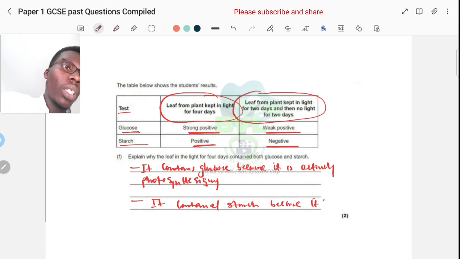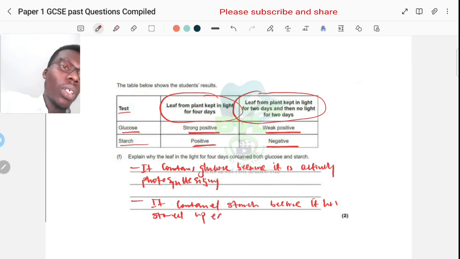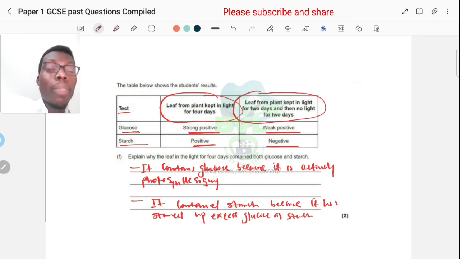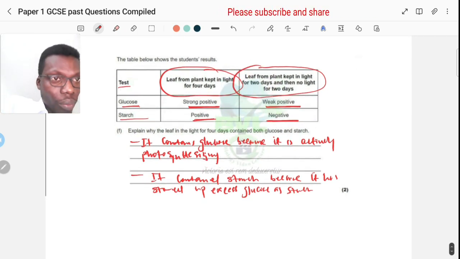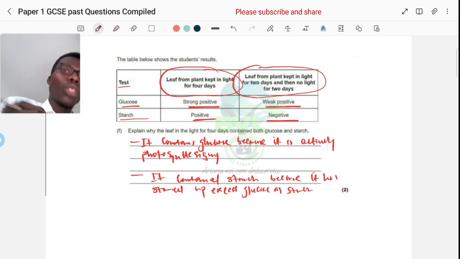because it has stored up excess glucose as starch. This is very important. So which means that this leaf is, because the sun is available, photosynthesizing, it's also respiring, but it has excess glucose because it kept making up glucose every now and then.